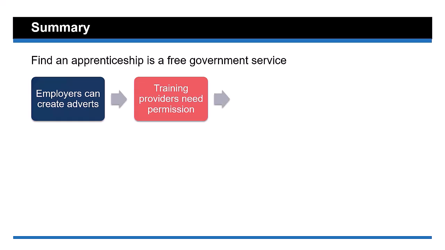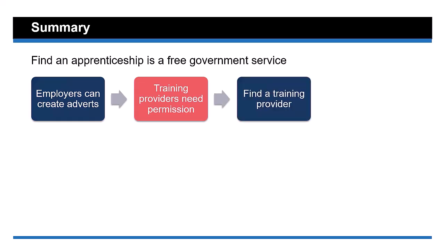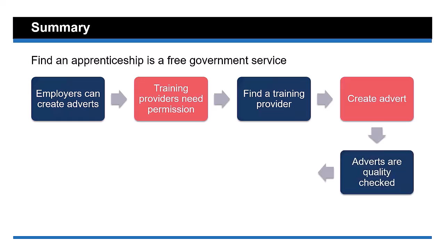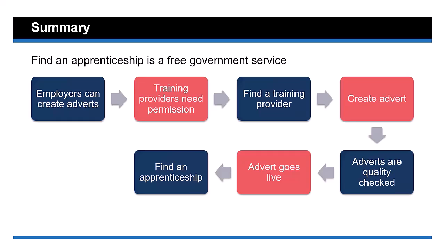Employers, before you create an advert, you'll need to agree which training provider will deliver the apprenticeship training. Once your advert has been created, it will be checked by our quality assurance team to make sure it contains all of the correct information before it's made live. Once approved, your advert will be posted on Find an Apprenticeship Service, making it visible to potential candidates. Regularly check your Apprenticeship Service account for applications. You can review and manage these applications directly through your dashboard.